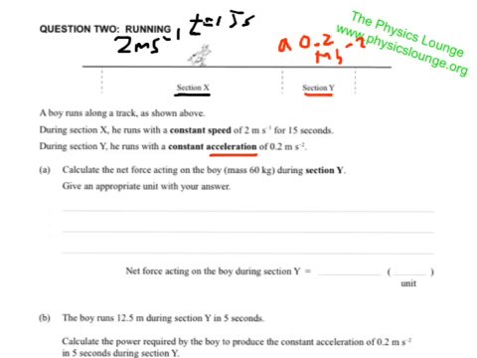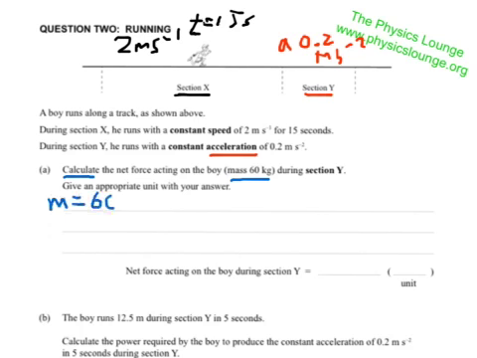This is A: calculate the net force acting on the boy. He has a mass of 60 kilograms during section Y. Give an appropriate unit with your answer. Okay, as a mathematical question, because it says calculate, that's why we know it's mathematical, the best thing we can do is list all the things we know in an orderly fashion.